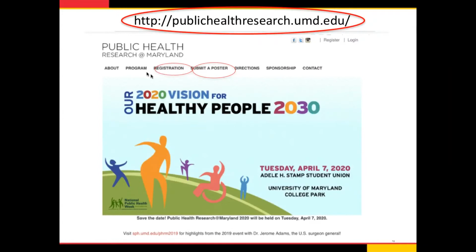So first go to registrations and complete the form. You need to complete this registration before you can submit a poster. When you've completed the registration, go to Submit a Poster, where you start the abstract submission process.